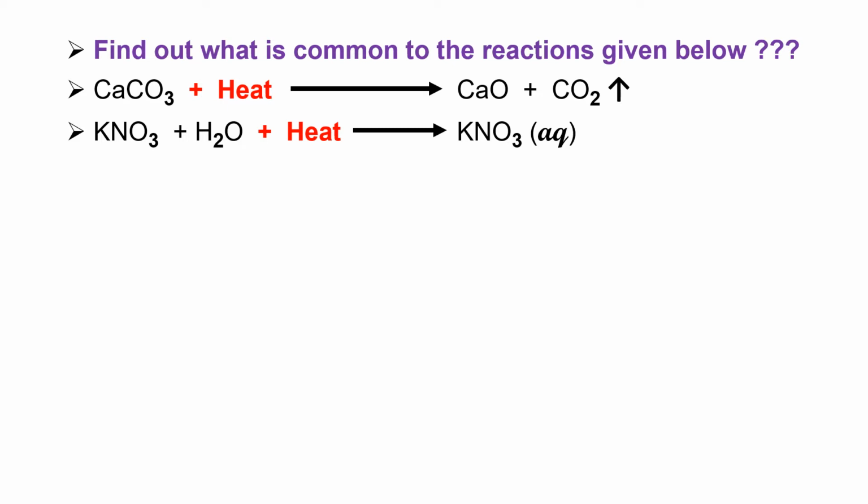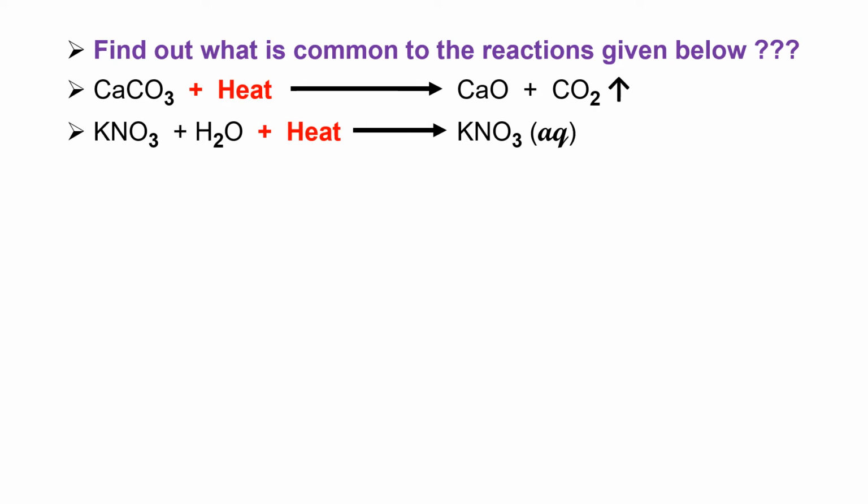So, the first reaction, calcium carbonate on heating gives you calcium oxide plus carbon dioxide. And the second reaction, potassium nitrate, when you mix in water, you get an aqueous solution of potassium nitrate. So what do you see in both these reactions? I know most of you have got the answer. Where is the heat written in these two reactions? It is written on the reactant side. Reactant side, in other words, heat is supplied or heat is absorbed.